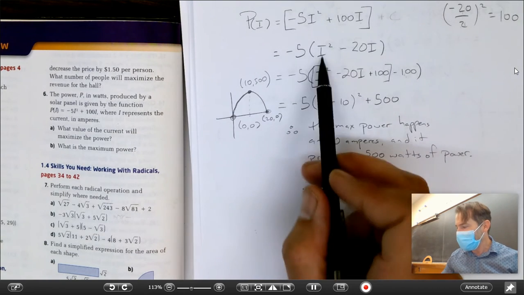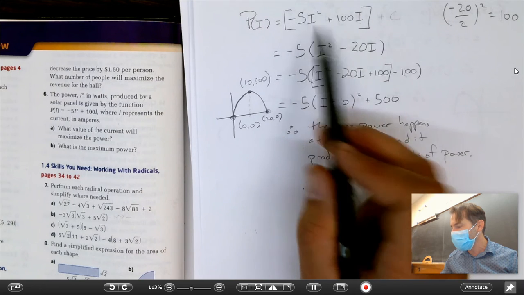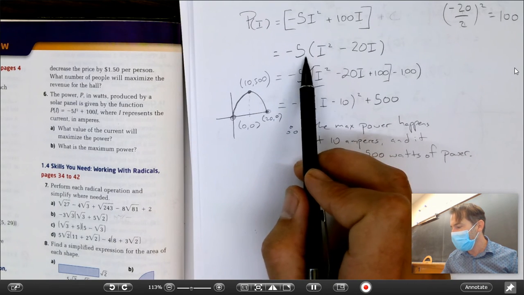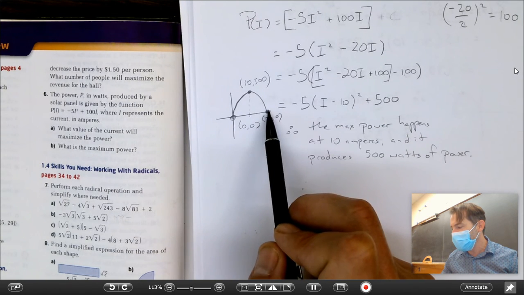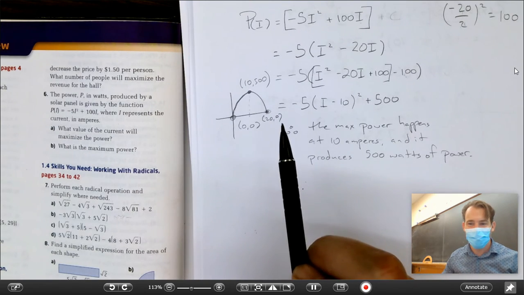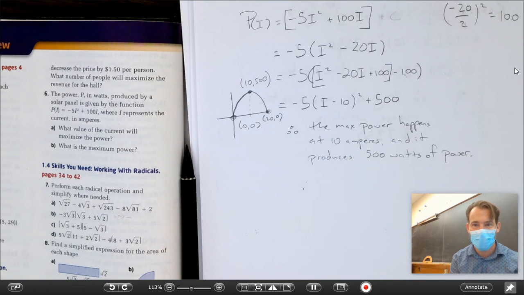And up here, when you look, if you factor out the I and the -5, you would get -5I multiplied by I minus 20. So when I is 20, that's also a 0. And then you would have averaged and found that. You can do those in one of two ways, but I wanted to review completing the square for you.